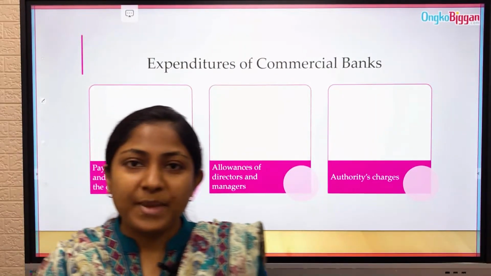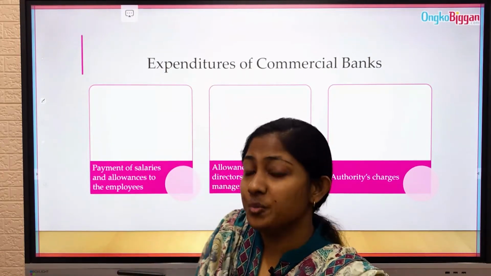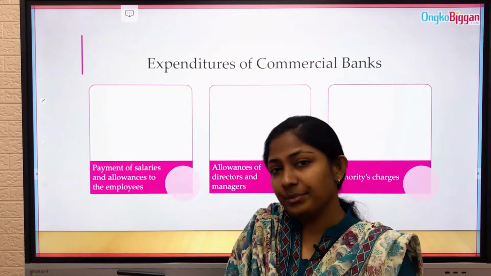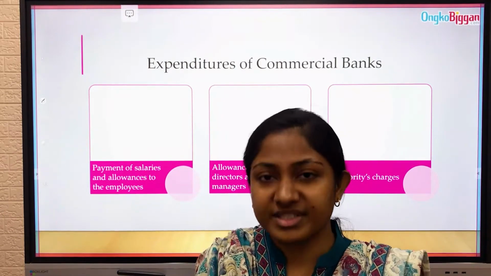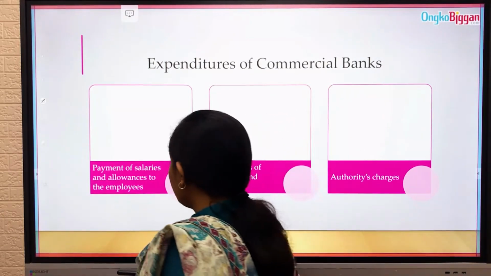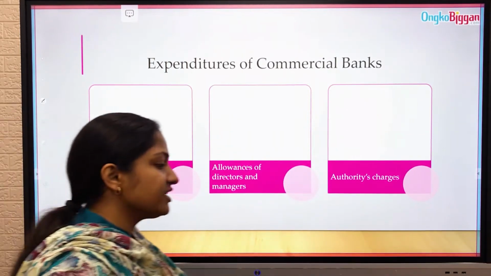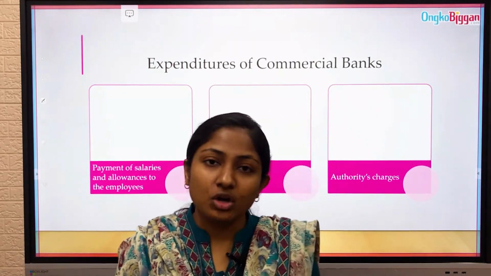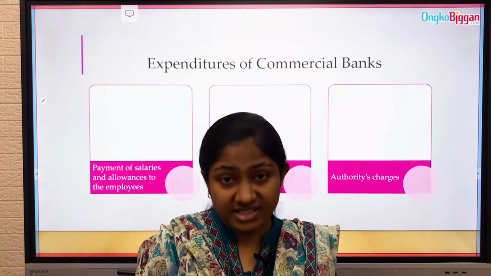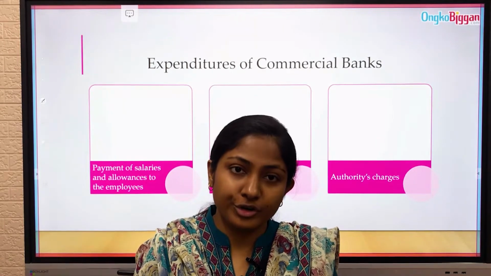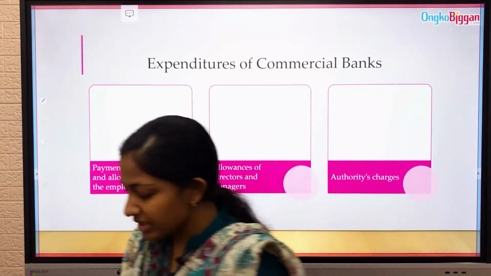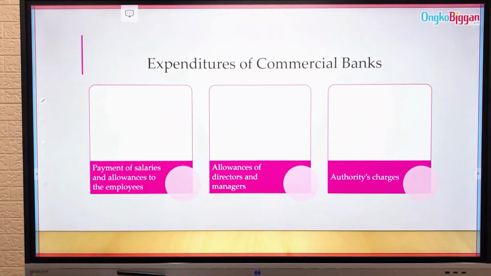With one word we can say banker. You need to pay your bankers, or you can say your employees, money or salary or allowances, so that your banking business will run smoothly. Payment of salaries means your employee will not work for you without any salary. No one will work for you without anything, right? So since you are giving money or salary to your employees, it is also considered an expenditure of commercial banks. Also allowances to the employees.